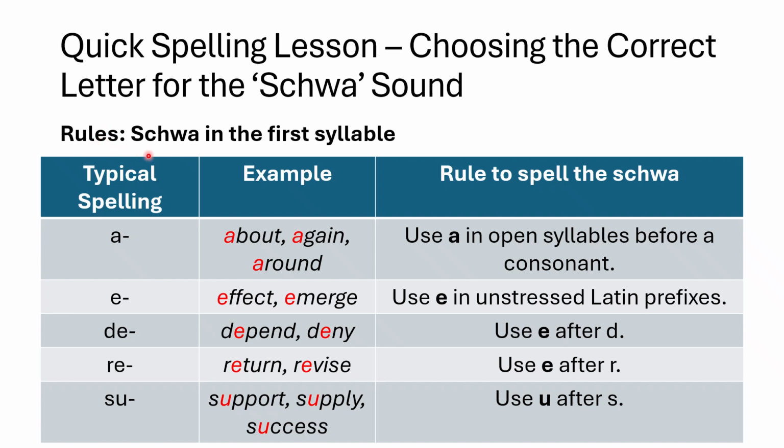Rules for spelling the schwa in the first syllable. These rules are not strict. Remember, it is most important to listen for the unstressed syllable, think of the root word, and use morphology. Typical spelling for the letter A. Use A in open syllables before a consonant. For example, about, again, around.